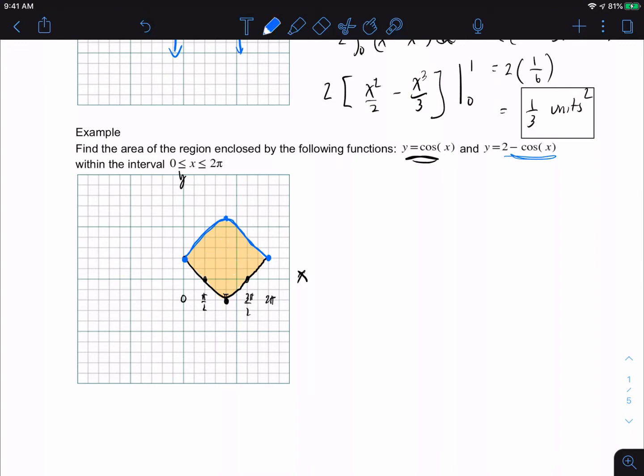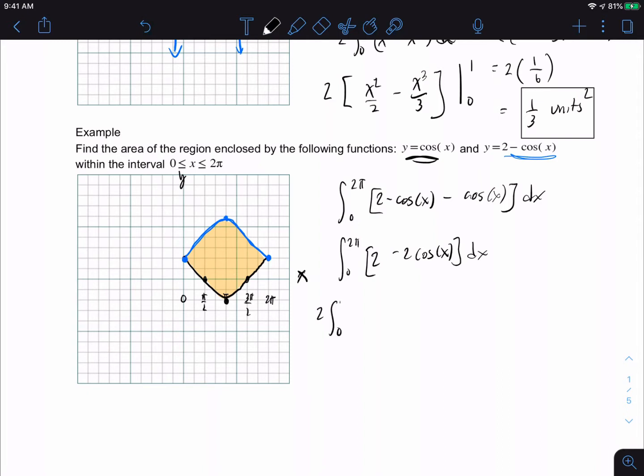And so to do that, the integral is going to go from 0 to 2 pi. And our top function is the blue one. So that's going to be 2 minus cosine of x, minus cosine of x, dx. And so that's going to be the integral from 0 to 2 pi of 2 minus 2 cosine of x dx. And I want the brackets there so that I'm not taking both.